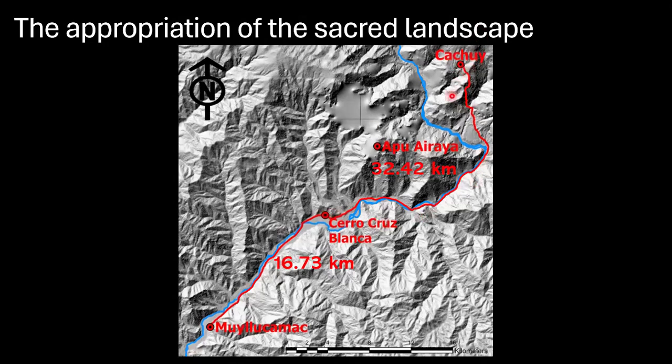What is interesting to notice is that the distance between Cachuy and Cerro Cruz Blanca is again double the distance between Cerro Cruz Blanca and Muyuicamac. I don't believe this is just a coincidence. I believe this is evidence of the very complex planning the Inca had when they were deciding to establish an important site like Cerro Cruz Blanca in the valley.